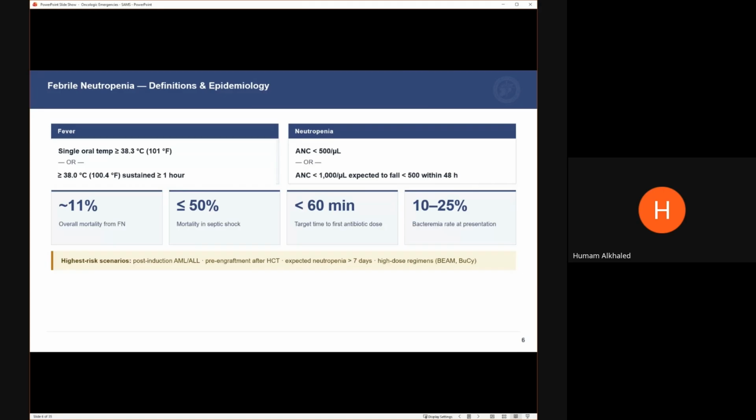Why does it matter to move quickly on febrile neutropenia? Because overall mortality is actually about 11%, and it increases to about 50% if there is a septic shock. Bacteremia is found in about 10 to 25% of patients at the time they come in, which means not all febrile neutropenia are infections. Your highest risk group are patients after inductions for acute leukemias, anyone with expected neutropenia lasting more than 7 days, and patients who are on high dose conditioning regimens, and these are for bone marrow transplants or other cellular therapies.